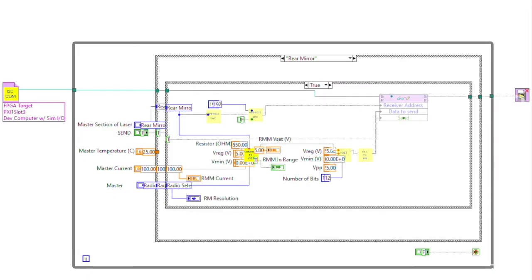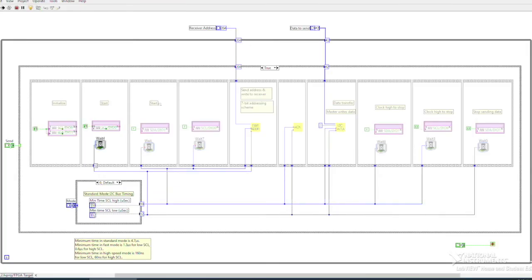Here we're showing how the data is being processed from the interface, and this shows how the data is being sent sequentially inside the firmware.